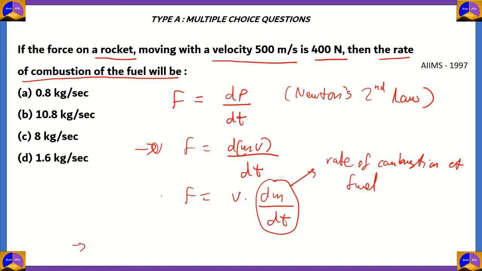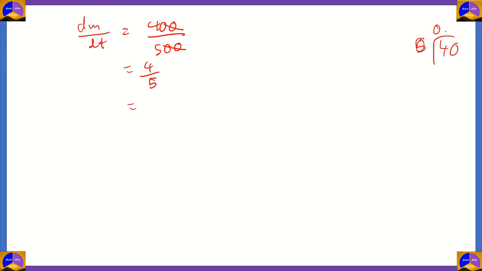So in the question, force is given to be 400 Newton and velocity is given to be 500 meters per second, and the rate of combustion of fuel is dm by dt. So therefore you can write dm by dt as 400 divided by 500. So 2 zeros get cancelled, so you have 4 divided by 5, and 4 divided by 5, when you do the division you get 0.8.